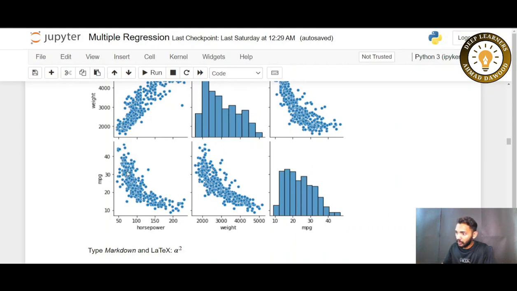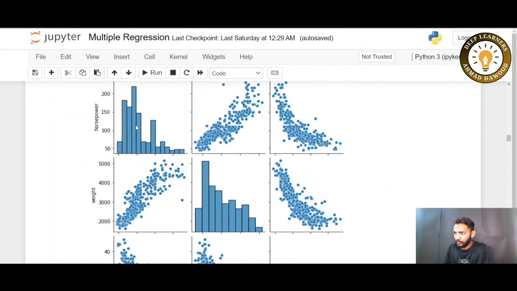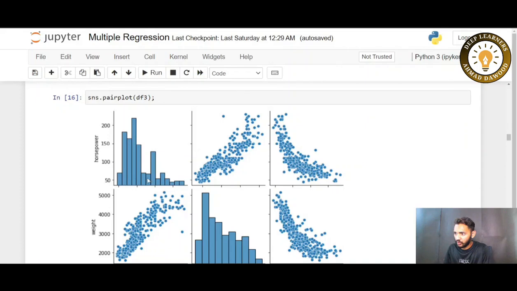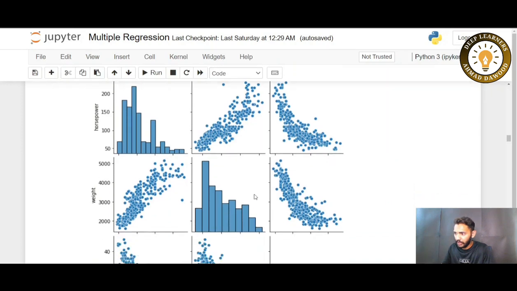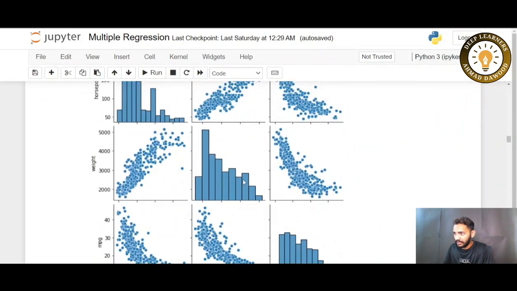If we look at the distribution of horsepower and weight, this is the histogram of horsepower. It seems like the data in the horsepower column is right skewed. And in the case of weight, again the values in the weight column also seem to be right skewed.